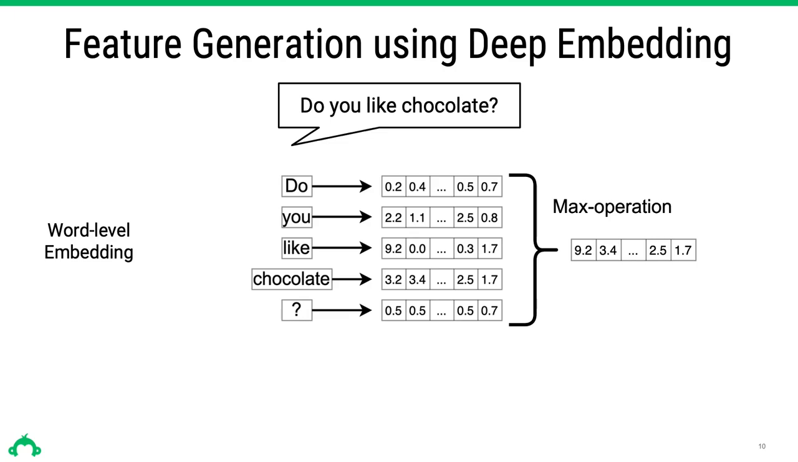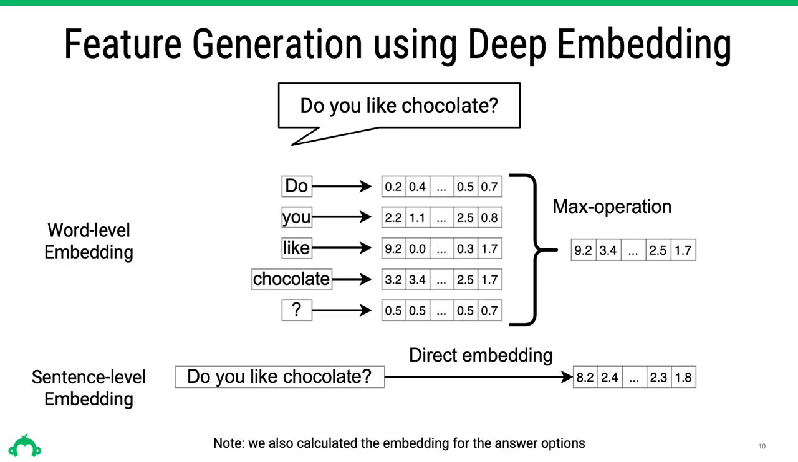The second class of methods is called sentence level embedding. It is similar to the word level embedding, except that we don't convert word tokens into numerical representation individually. Instead, we convert them together into the final representation for the question text.